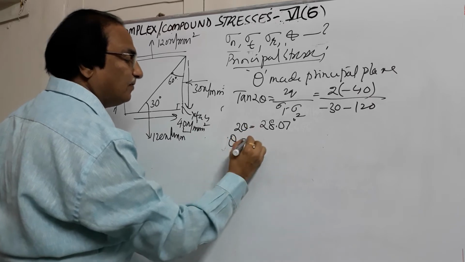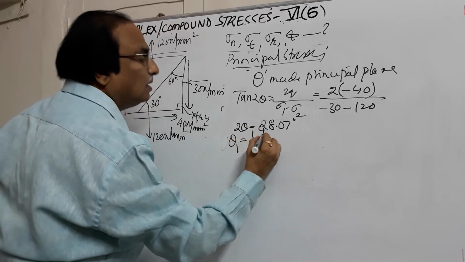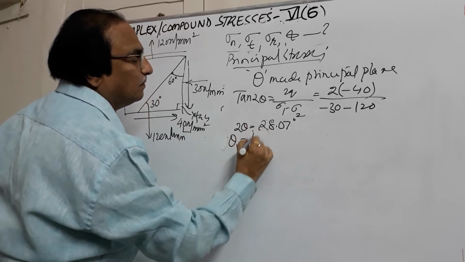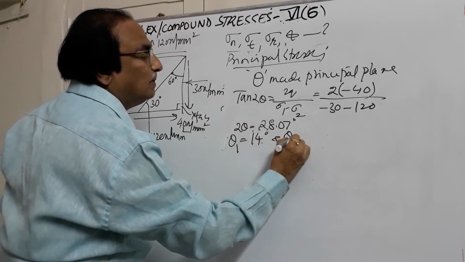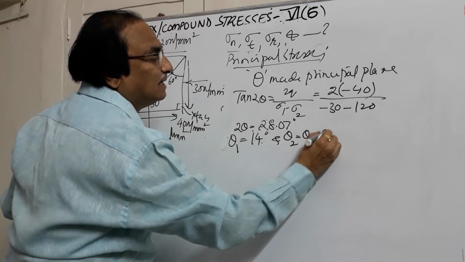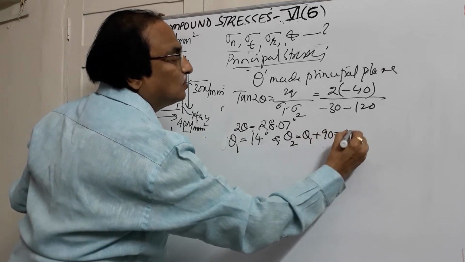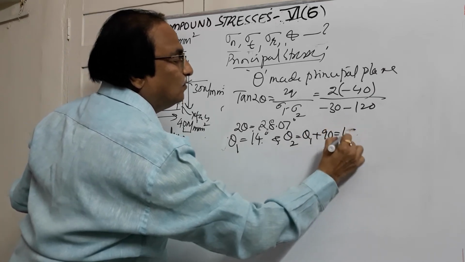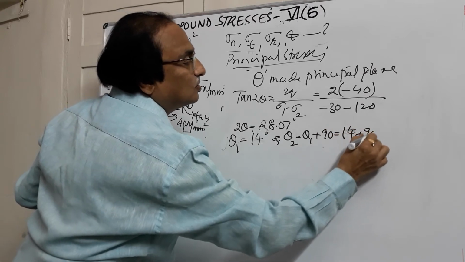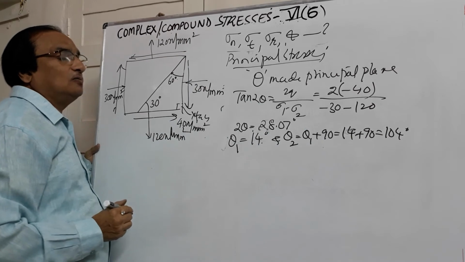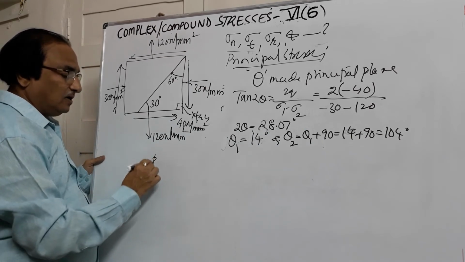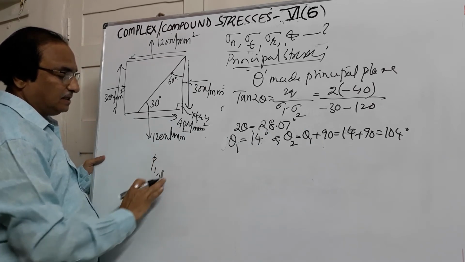Theta 1 will be half of this, 14 degrees, and theta 2 will be equal to theta 1 plus 90 degrees. Two planes will be there. So this will be 14 plus 90, equal to 104 degrees. So these are the two planes on which principal stresses will be acting. We will find out the principal stresses here.